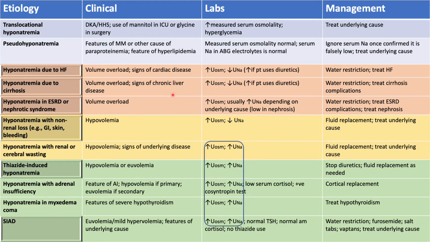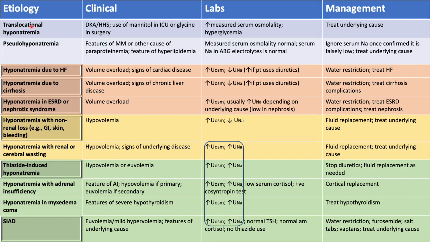Alright, so this is a table to go over most of the common causes of hyponatremia, the underlying etiology, the basic clinical features, the basic labs, and the key features in the management. The colors represent some of the groups. So these two are the non-hypoosmolar hyponatremia. The rest are the hypoosmolar hyponatremia, and the one in the next slide too.